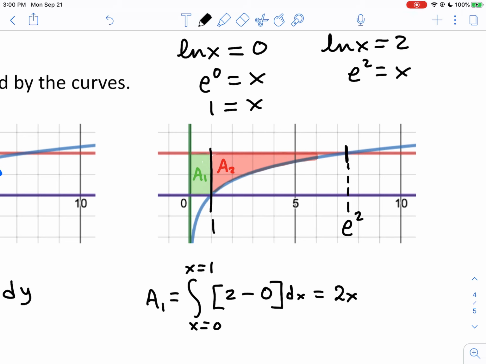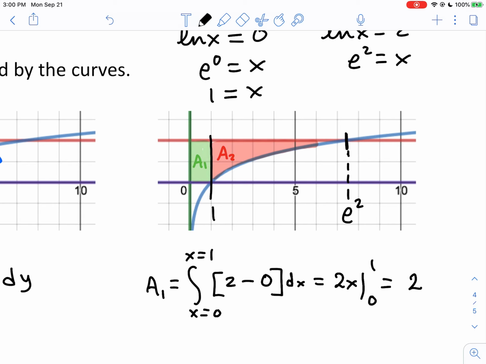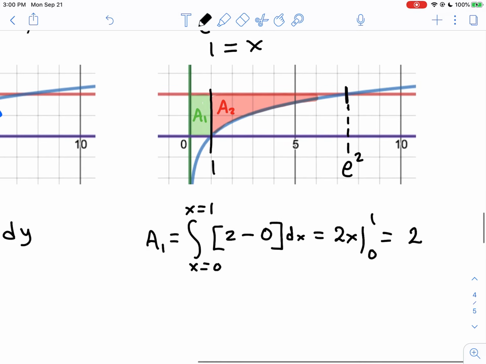This is just a 2 sitting in here. When you integrate 2, you get 2x, and then evaluate that from 0 to 1. Plug in 1, you get 2, and plug in 0, you get 0. We get 2 out of this. All right, we get a simple confirmation that the area 1 has area 2, which we could have known by just looking at it because it's a rectangle.